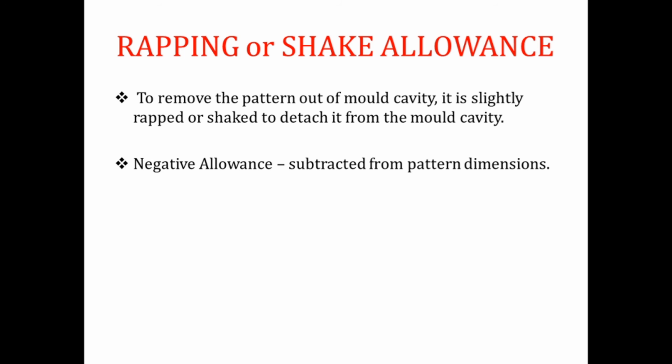And the last one is wrapping or shaking allowance. This allowance is provided to compensate for enlargement of the mold cavity because of excessive wrapping. In small and medium sized casting, this allowance can be neglected, but in larger casting, this allowance is considered to make the pattern slightly smaller than the casting.